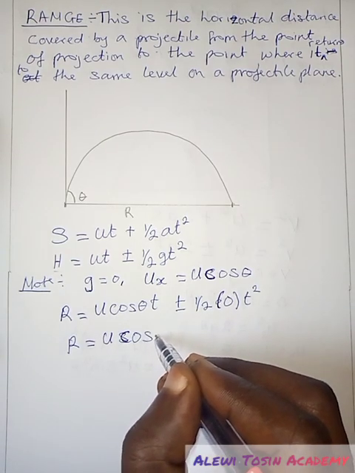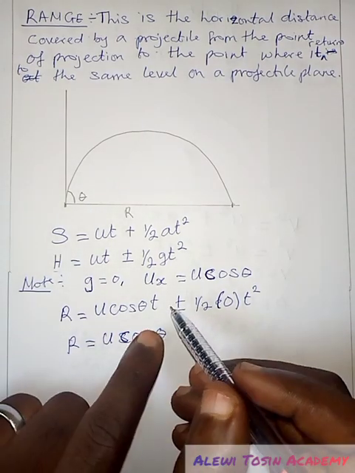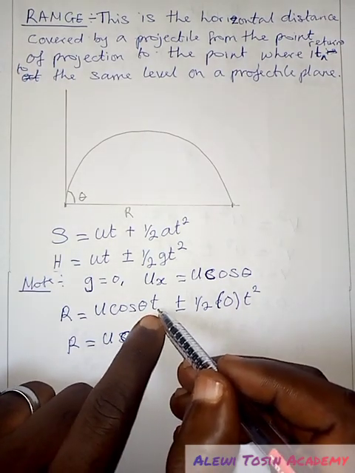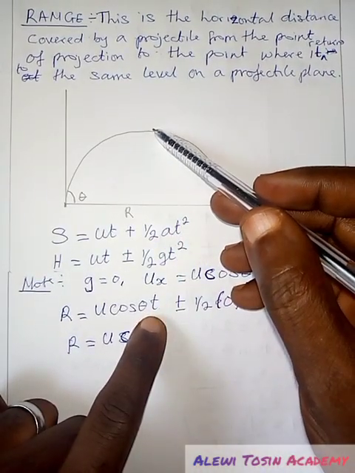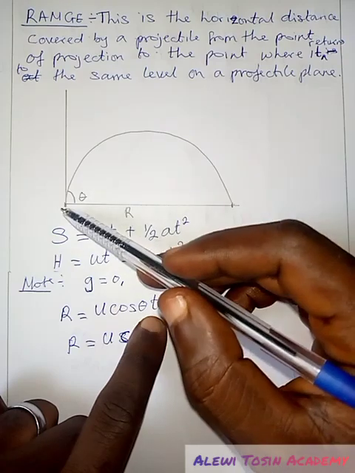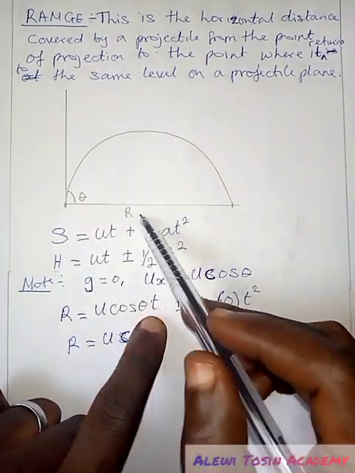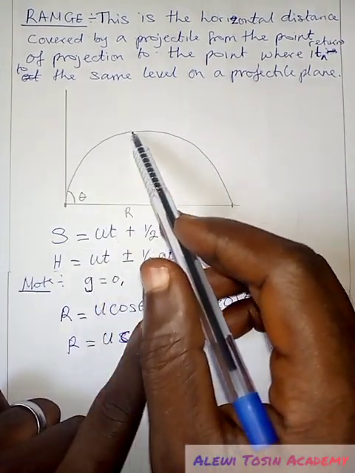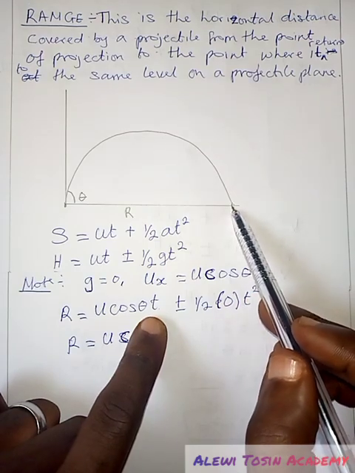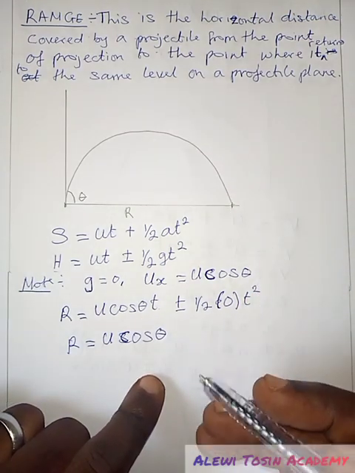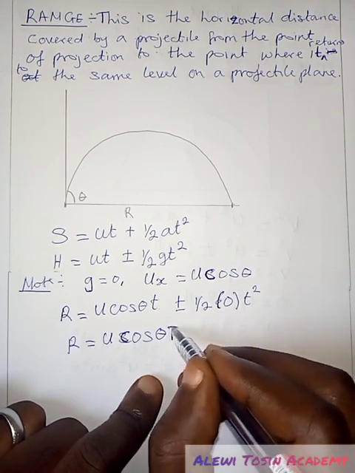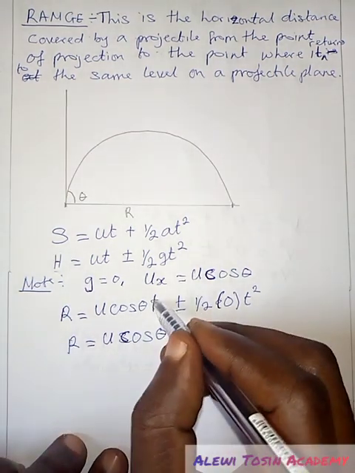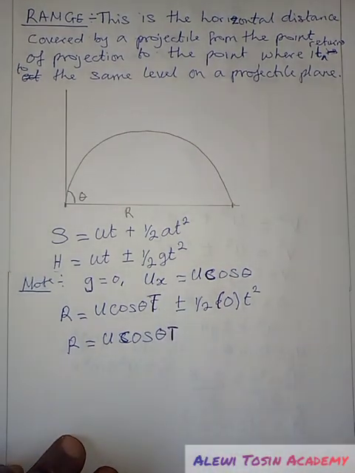Now, note this t that is here. Remember that we said this is the time taken for a projectile to get to its maximum height. But for range, we are considering the time taken for it to move and come back to this point. So the time we should apply here is the time of flight. Let's call this equation 1.